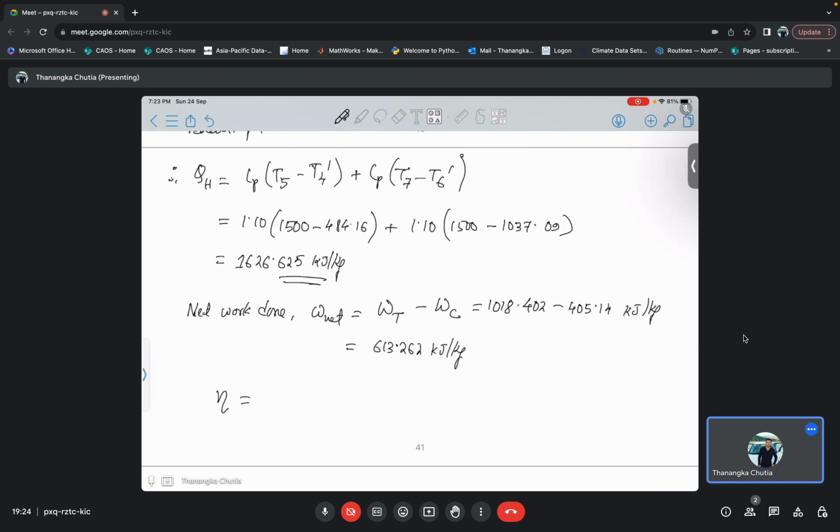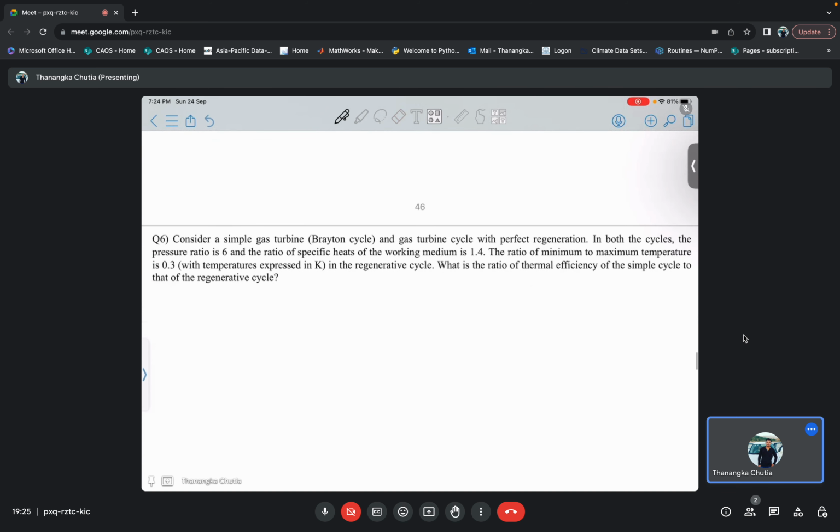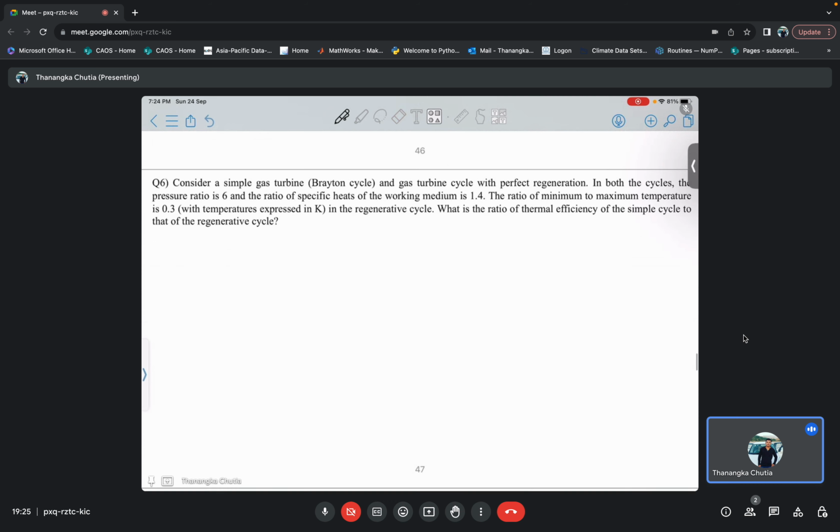Therefore eta is equal to W net divided by QH, 613.262 divided by 1626.625. So it's 37.70%. Clear? Fine. So let us go to the next question then.